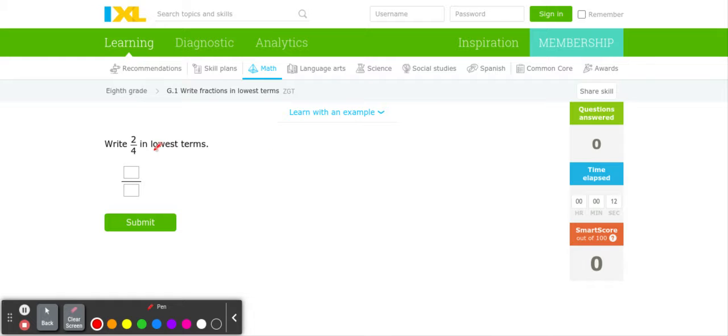When we're asked to write a fraction like this in lowest terms, it's basically asking us to write what the fraction is when it's the least, like lowest. As we know, we have something called equivalent fractions. For example, we know that 1/3 equals 2/6.